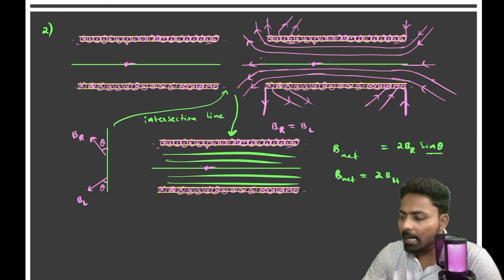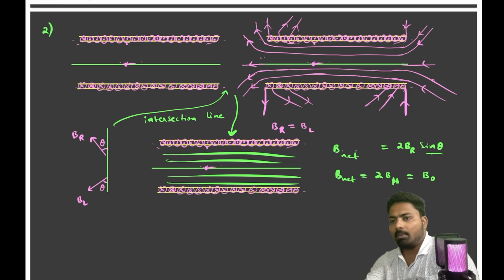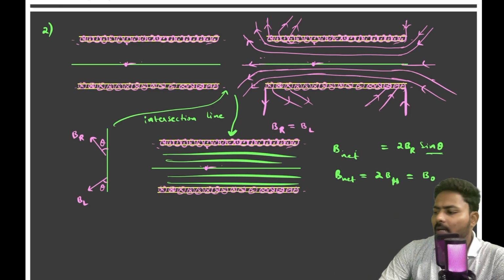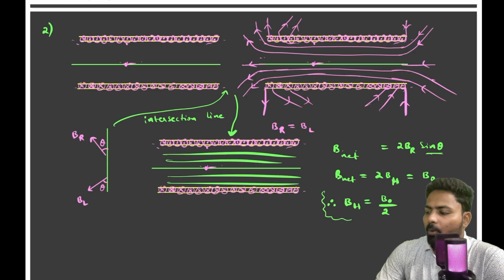And this 2BH will be equal to B naught, whatever the B naught value that you know, which is nothing but mu naught Ni. So from here, you need to understand the horizontal component of the field is nothing but B naught by 2. This is very, very important. Okay.